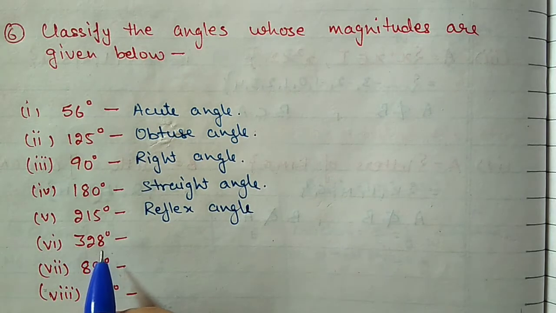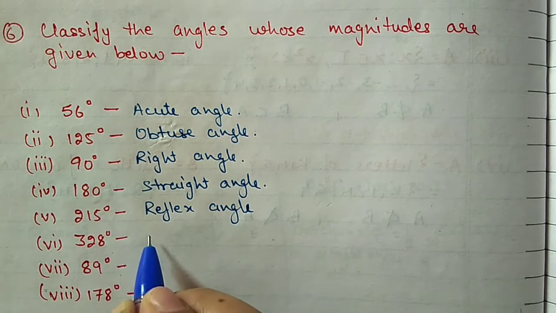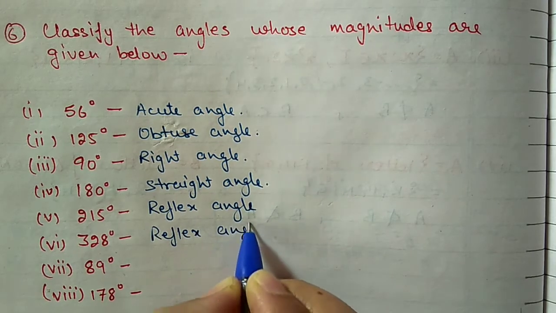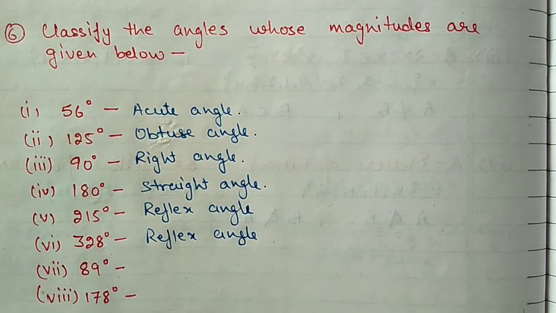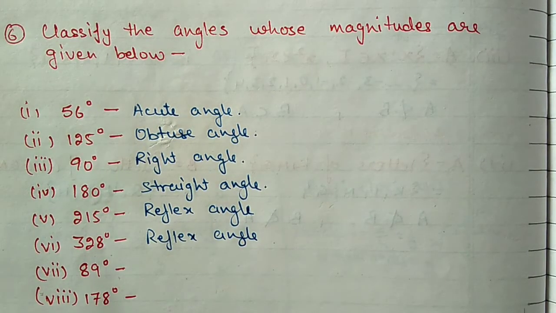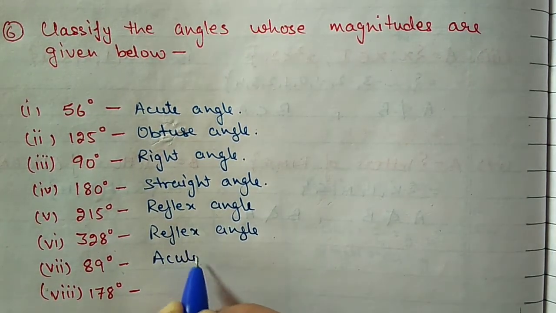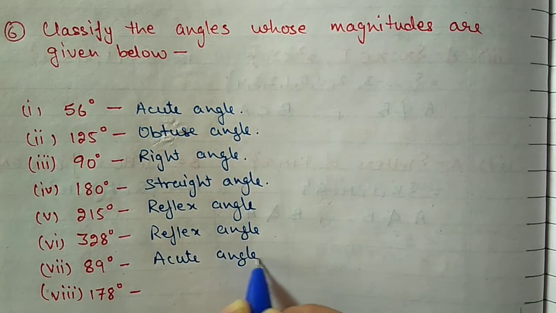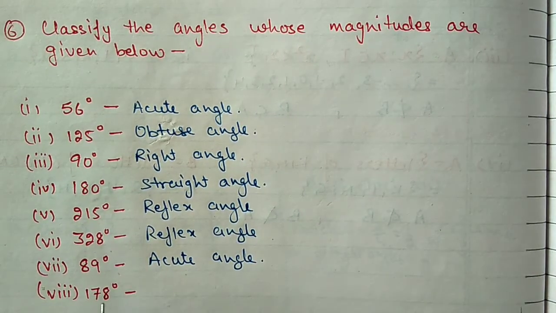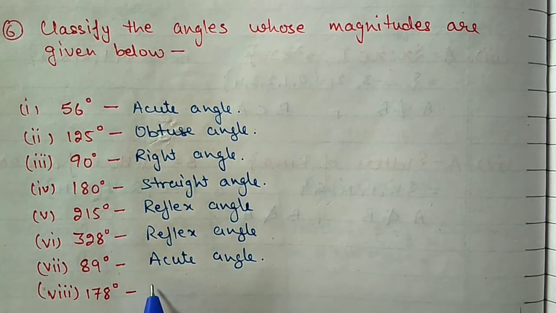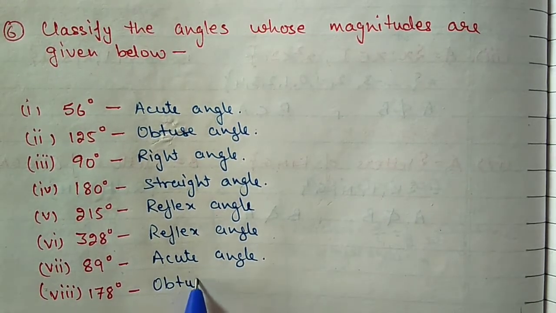Next 328, this is also more than 180 degree but less than 360 degree, so it will also come under reflex angle. Next 89 degree, this is more than 0 but less than 90 degree, so it will come under acute angle. And the last one we have is 178 degree. 178 is more than 90 but less than 180 degree, so it will come under obtuse angle.